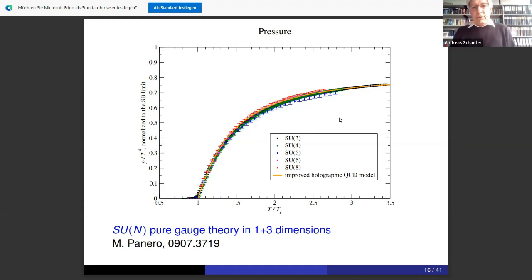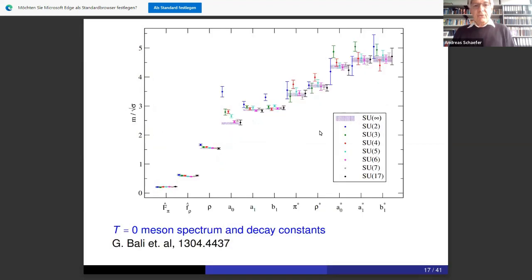Actually, that was for the high temperature phase. This was even done for the low temperature phase, where you looked at things like meson masses or decay constants. And again, you looked at many different N, which you can do in a quenched lattice calculation. And that was by Bali et al. What you see here is that, again, if you scale with the number of gauge fields, which is done by the string tension, you get for many quantities perfect scaling, which means that SU(3) is really not so far from SU(infinity).